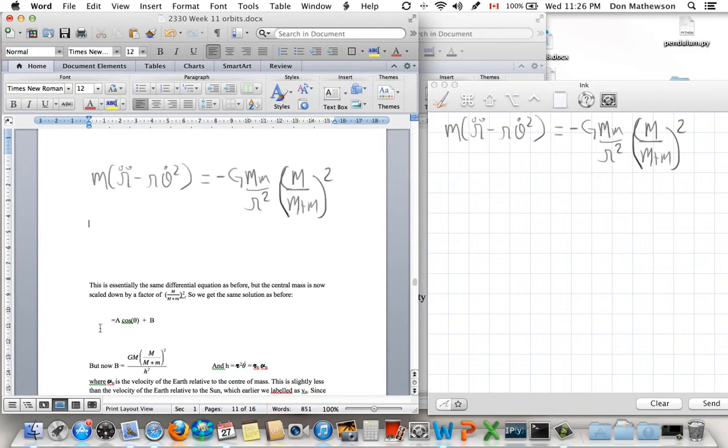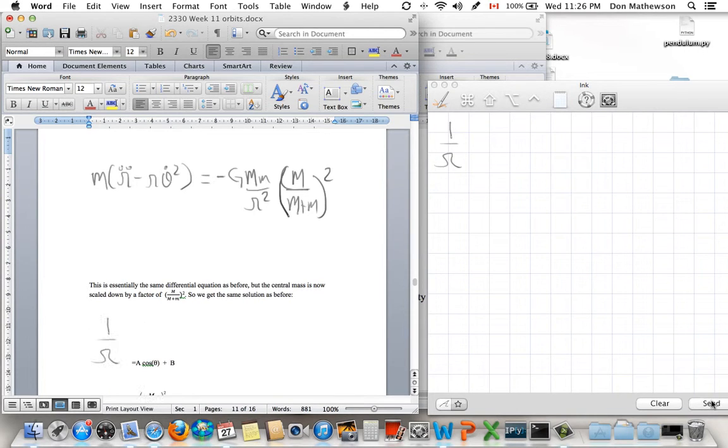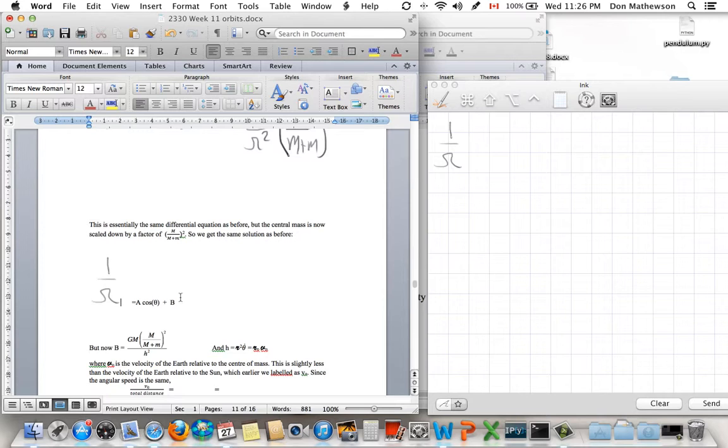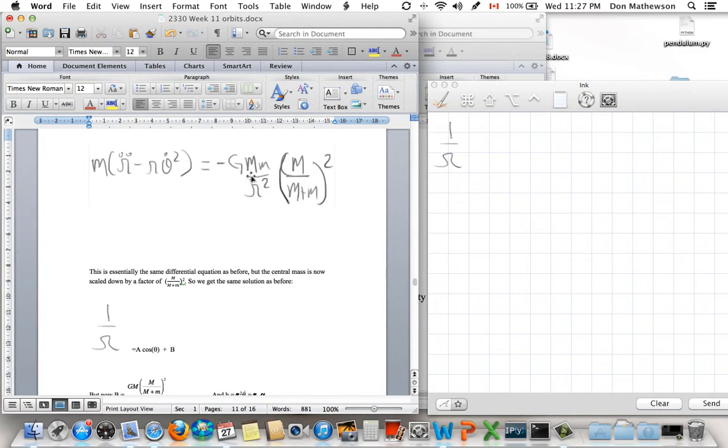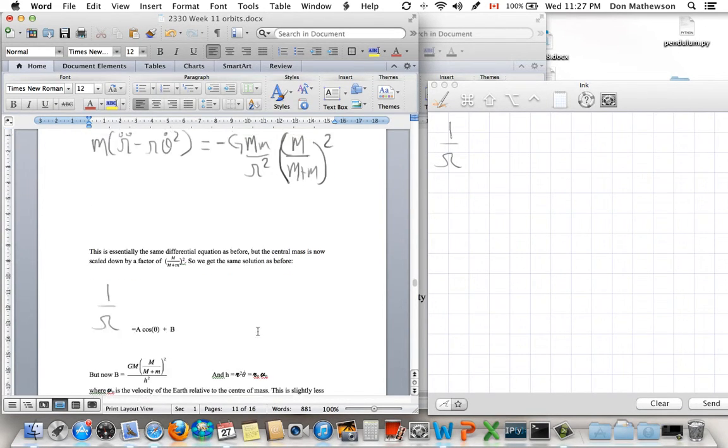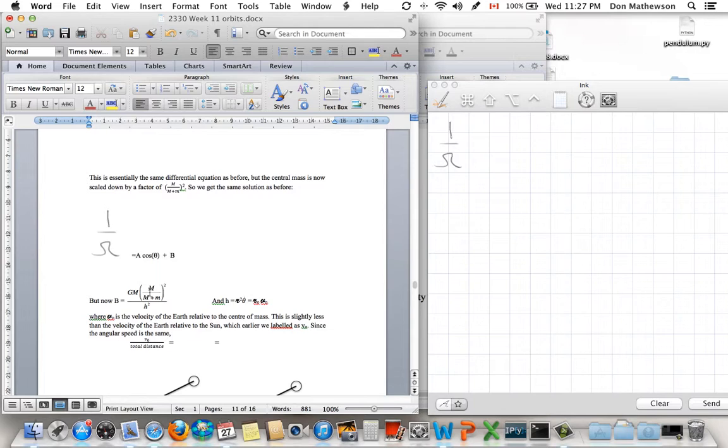I.e., we're going to have here 1 over script r equals a cos theta plus b. The only difference is a and b aren't going to be the same as before. B is going to be changed, right? Instead of just big M, we've got big M times this ratio squared. So B will look like this.